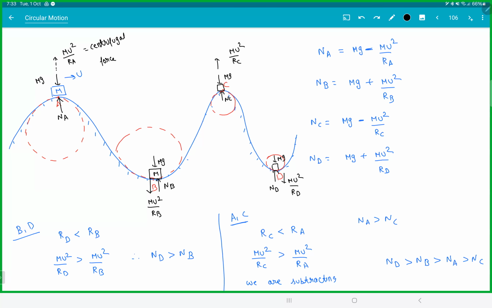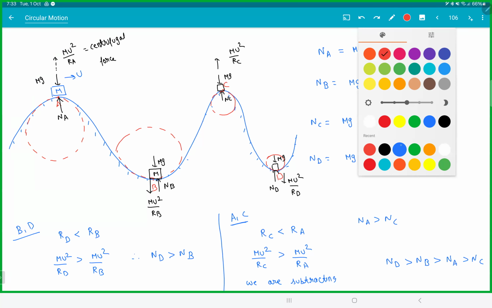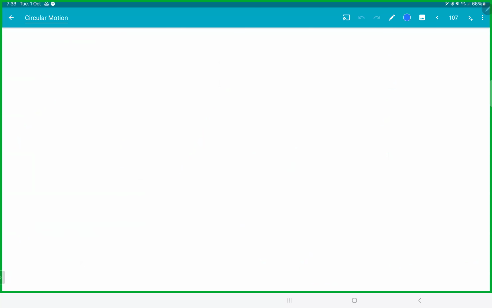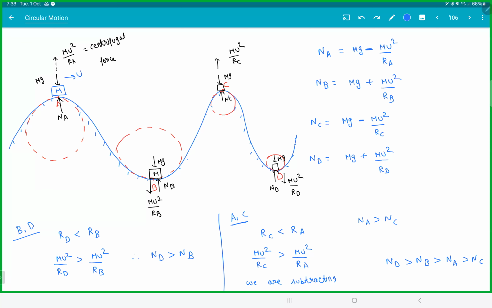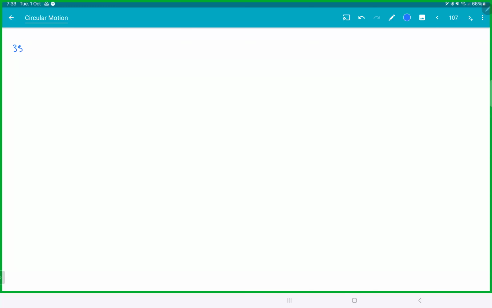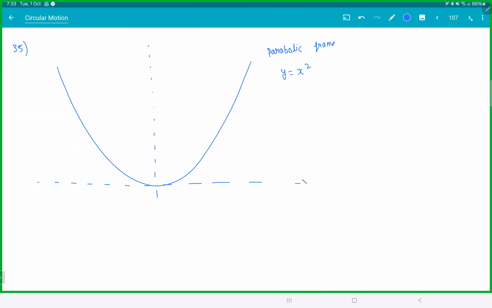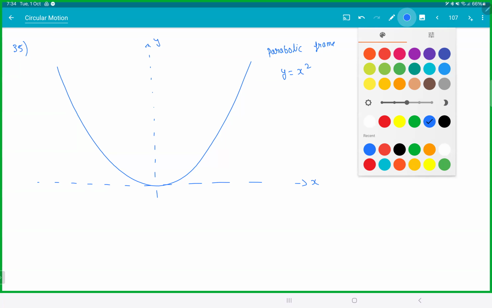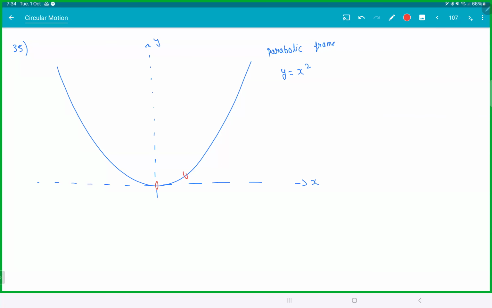Next one is an advanced question. Let's see how to do that. This would be an advanced paragraph. You have a parabolic frame, y is equal to x square. That's your equation. Y-axis, x-axis. That is your origin. So here we have a ring. The ring is going like this. A ring can slide on this frame.